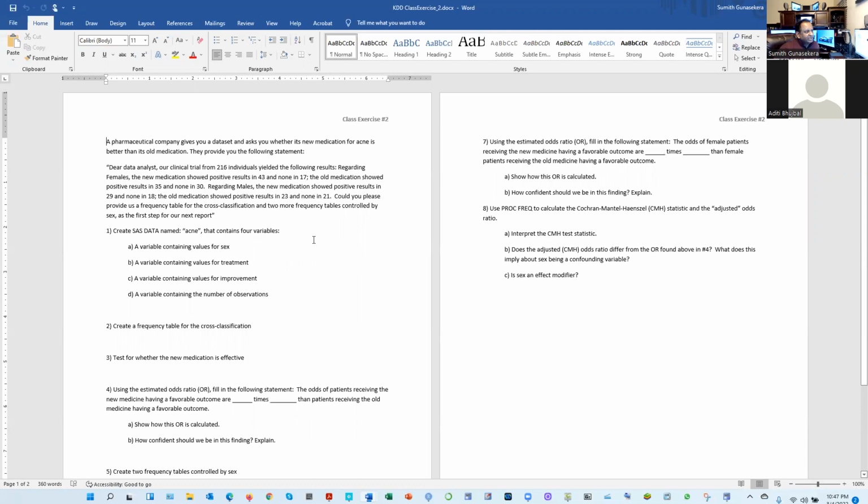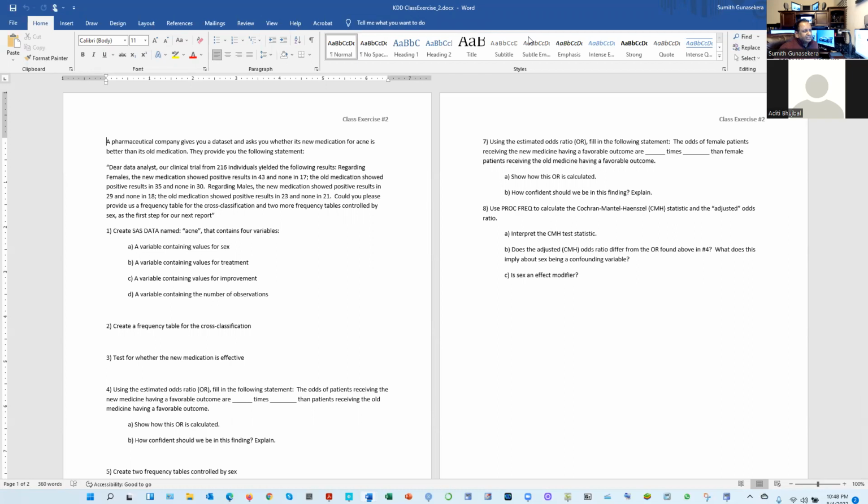Regarding males, the new medication showed positive results in 29 and none in 18. The old medication showed positive results in 23 and none in 21. Could you please provide us a frequency table for the cross classification and 2 more frequency tables controlled by sex, as the first step to our next report? Create the data set, acne, that contains the 4 variables: gender, treatment, improvement, and observation.